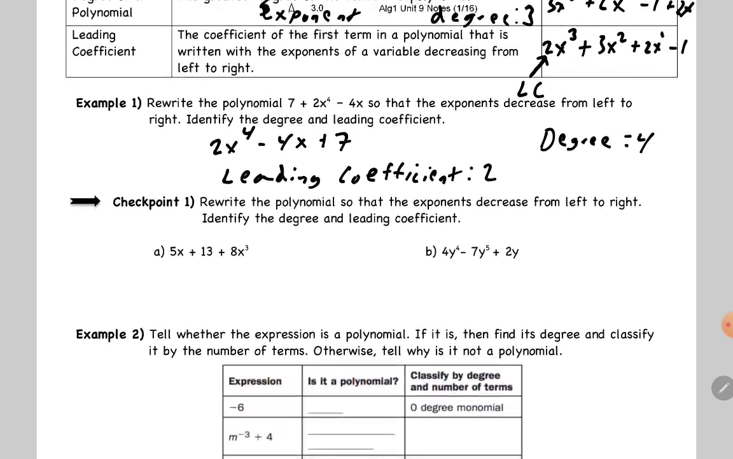Okay, let's do some more. This is 8x cubed plus 5x plus 13. Leading coefficient is the 8. Degree is 3.